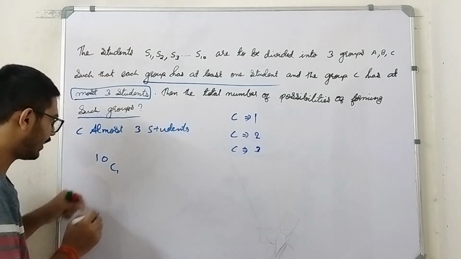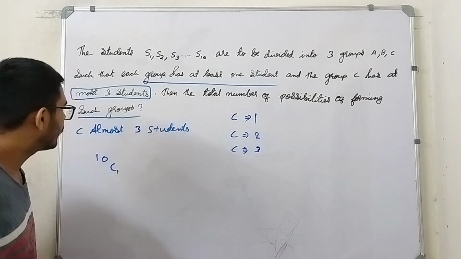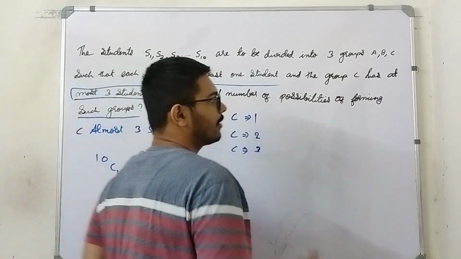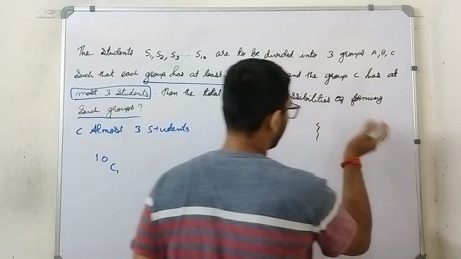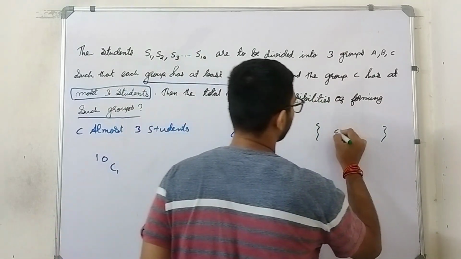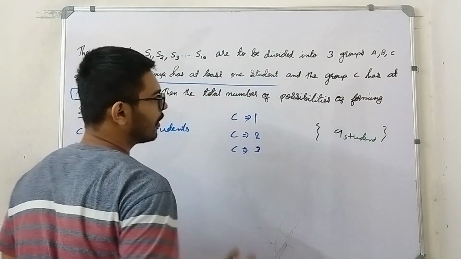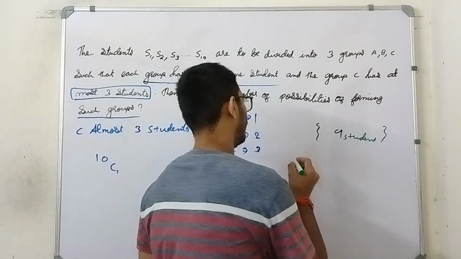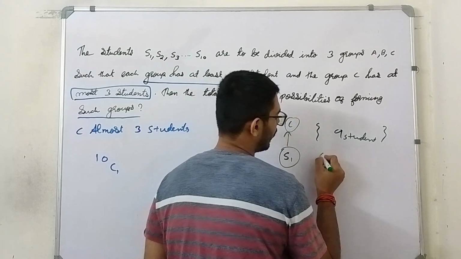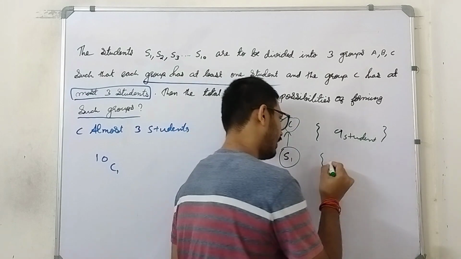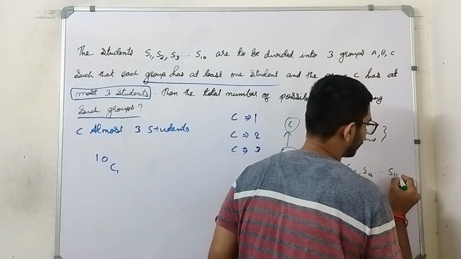Now we have selected one student for group C. After that, we need to divide the rest of the students. Among the 10 students, we have picked one student, and there are 9 students left. Suppose we are taking S1, so S1 is in the C group. The rest of the students are S2, S3, S4, etc. up to S10.